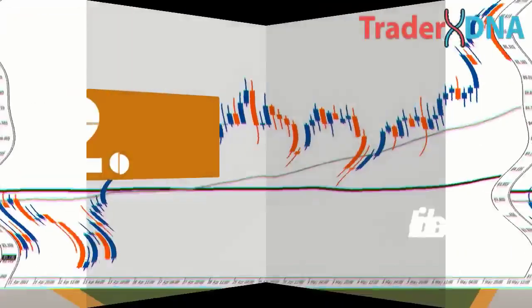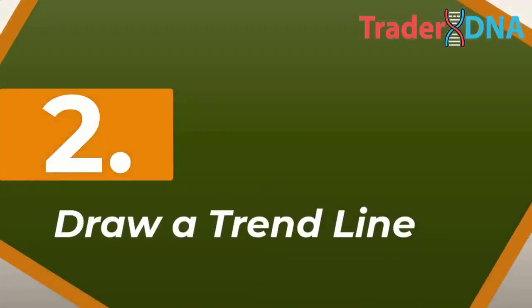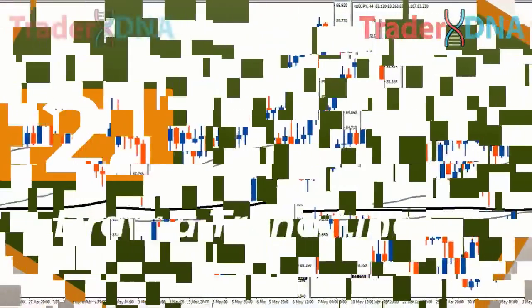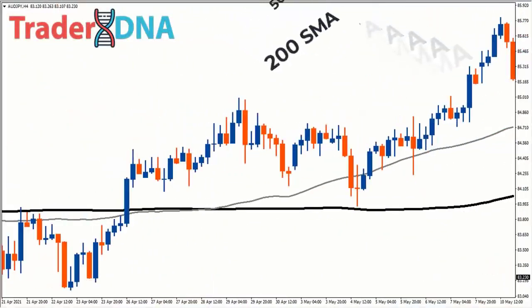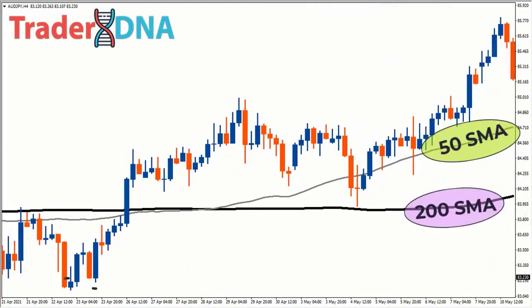Rule number 2. Draw a trend line. Since you already identified that it is in fact a trend by looking at your chart and moving averages formation, now you need to draw your trend line. Draw this on the support and resistance levels as the trend is going up or down. Trend lines are a key component of trading and I always recommend using them when you can. Once you draw this trend line, you are good to move on to the next step.